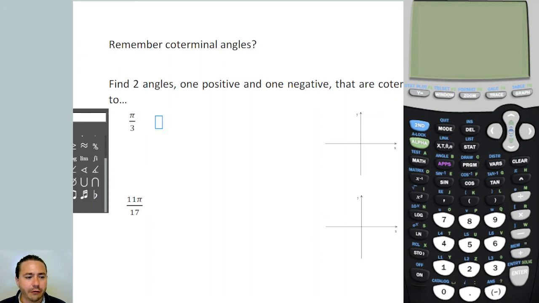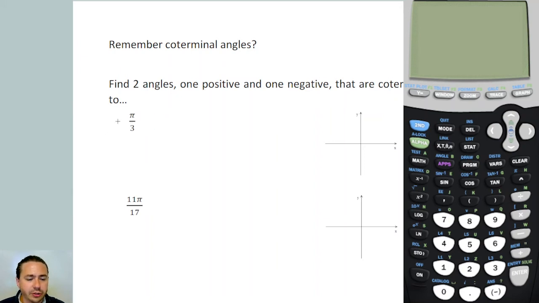So let's say pi over 3. We'll do the plug-in 180 trick for this first one. So we'll just say 180 divided by 3 is 60. So this is going to be 60 degrees. So 60 degrees is roughly right here. This is the angle measure in question. Okay, so we're trying to find angle measures that are coterminal to that. One would be if we were to do a full revolution and then do the 60, right?